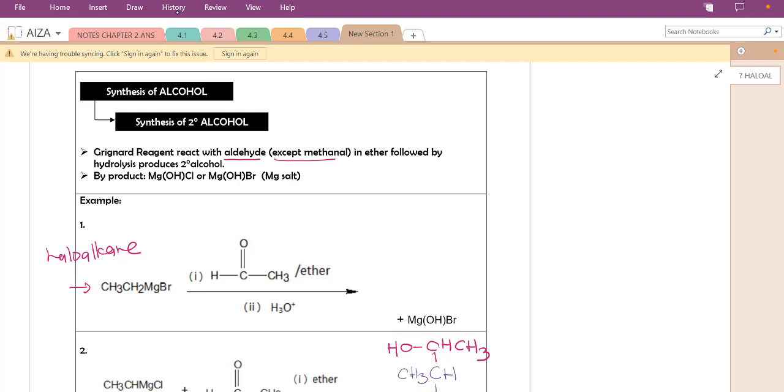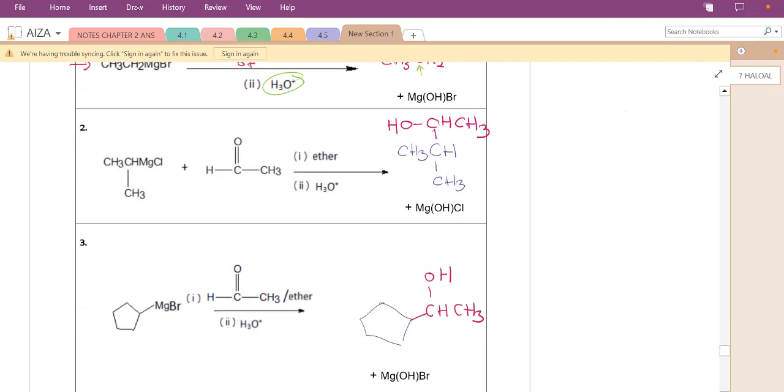Okay, konsep dia masih sama. Carbon delta minus, Mg plus, carbon delta plus, O minus. Okay, so we will make carbon-carbon bond. So they will join together. Okay, here. 1H, CH3, OMgBr, after hydrolysis, OH. Okay, so carbon that attached to hydroxyl group, this carbon attached to two carbons. That's why this one is secondary alcohol. Okay, so another two example you can do by yourself.